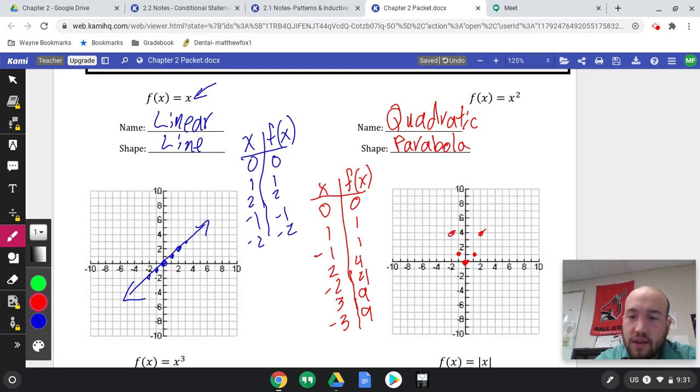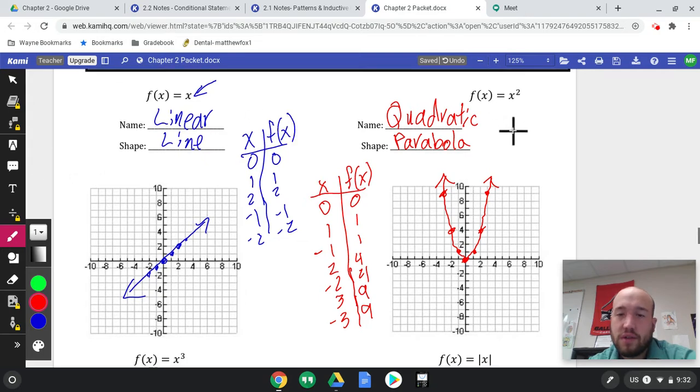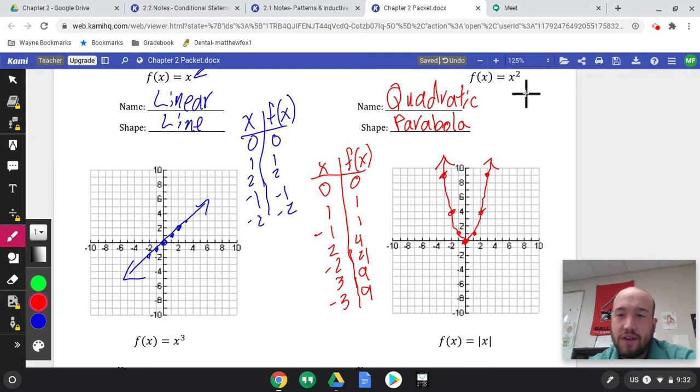So we put these in, and one thing that's important that some of you forget when graphing parabolas: don't forget to draw in your lines and put an arrow on the end, because it keeps going. Draw on the line, put an arrow on the end, and that is our quadratic. That's the parent function called the quadratic. It's when we have an x squared.